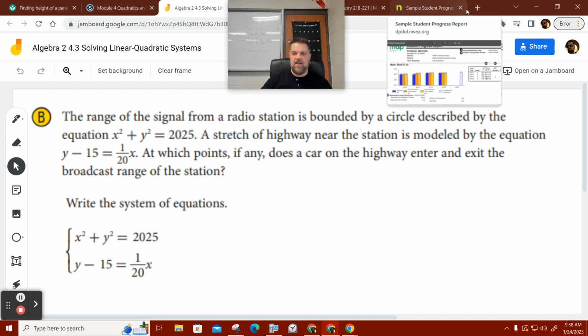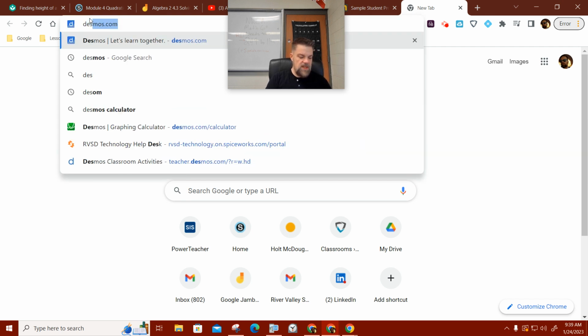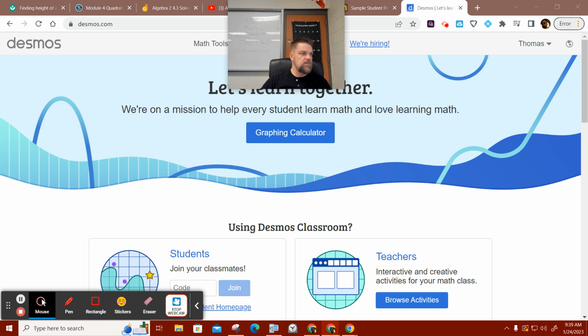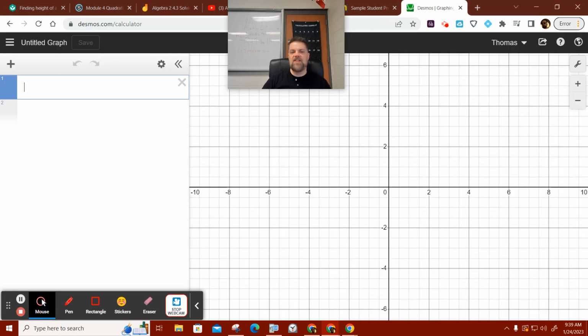So real quick, just as a guide, we're going to do this in Desmos. So in Desmos, I'm going to pull this up. And then I'll show you on a graphing calculator. It's really hard to do this, but we'll do this on Desmos. So they gave us some equations.